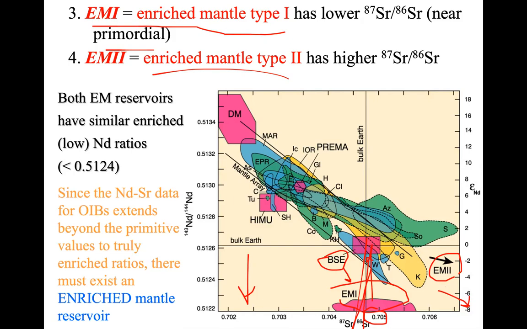But in the case of neodymium, EM2 also plots somewhere here, okay? Strontium is high, but neodymium is almost the same, right? Since this is out of the diagram, I can't show you the exact place, but just keep in mind that neodymium is almost the same. Similar neodymium ratios are there, but strontium is different. That's how you distinguish those two mantle reservoirs.